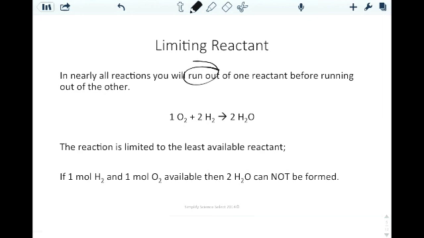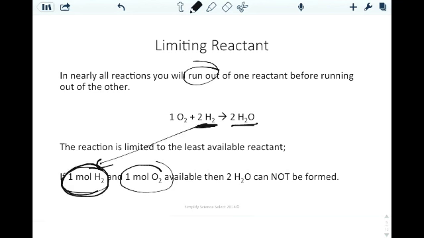If we're looking at this equation, the reaction is limited to the least available reactant. So 1 mole of our hydrogen gas and 1 mole of our oxygen gas are available. Well, we can't produce 2 moles of water. Why? Because we needed 2 moles of our hydrogen gas, but we only had the 1. So we're going to completely run out of this hydrogen gas, and we're going to have that oxygen just left over sitting in there. So when we're finished with the reaction, you'll have water, and then you'll just have some oxygen molecules floating around because you had the oxygen in excess.